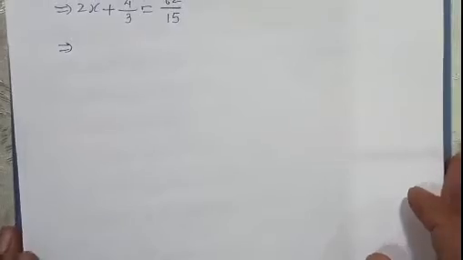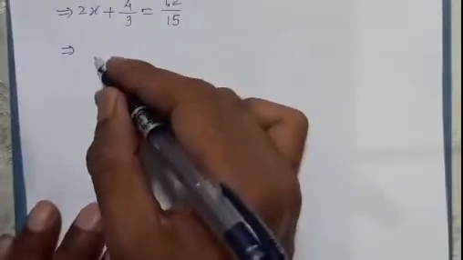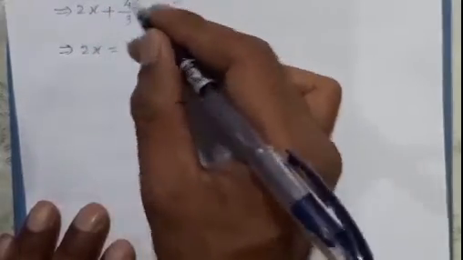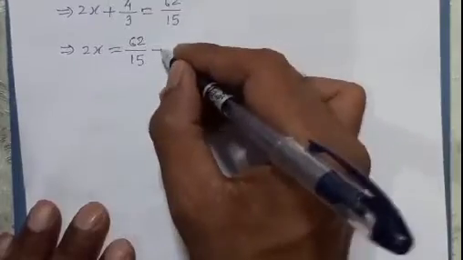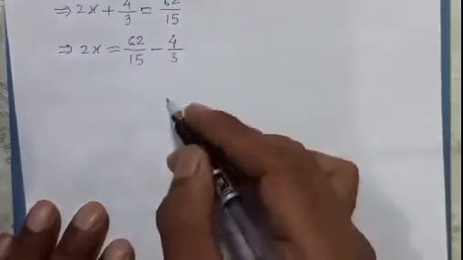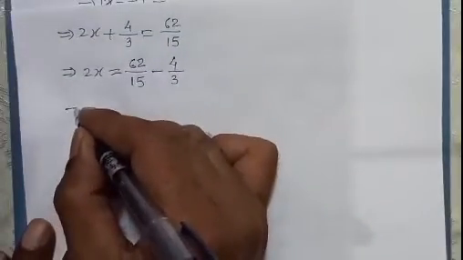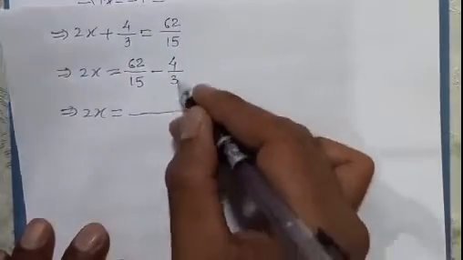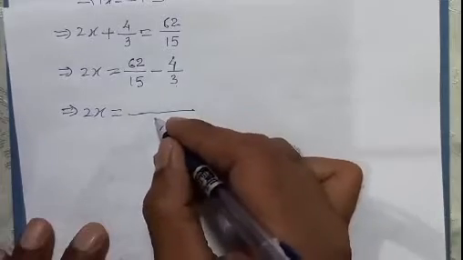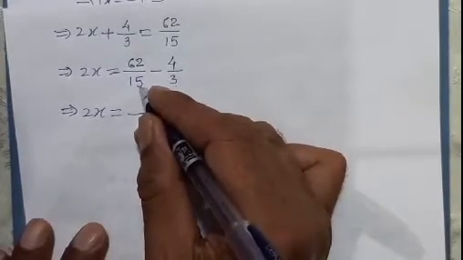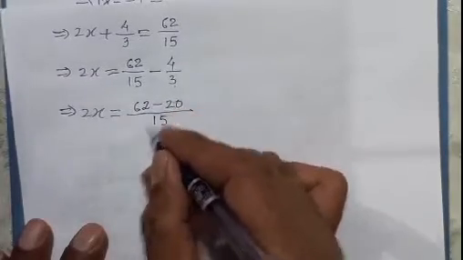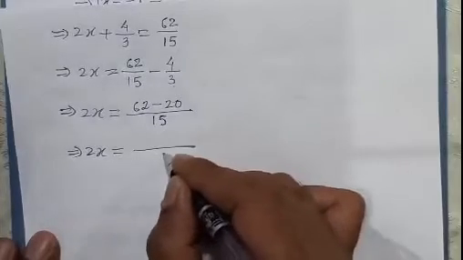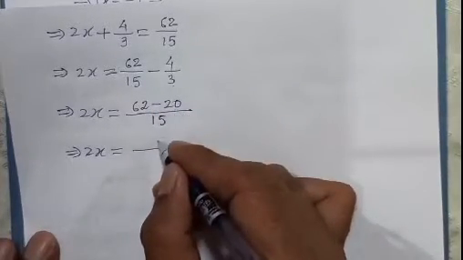Next step, this implies that 2x, 4 by 3 is transposed to the other side, then this plus sign will be changed to minus. 62 by 15, 4 by 3 is transposed, then minus 4 by 3. This implies that 2x is equal to, let us subtract these two numbers, 15 and 3, taking LCM, then we will get 15. 15 divided by 15 is 1, 1 into 62 is 62, minus 15 divided by 3 is 5, 5 fours are 20, so 20. 2x is equal to 62 minus 20 over 15, that is 42 over 15.